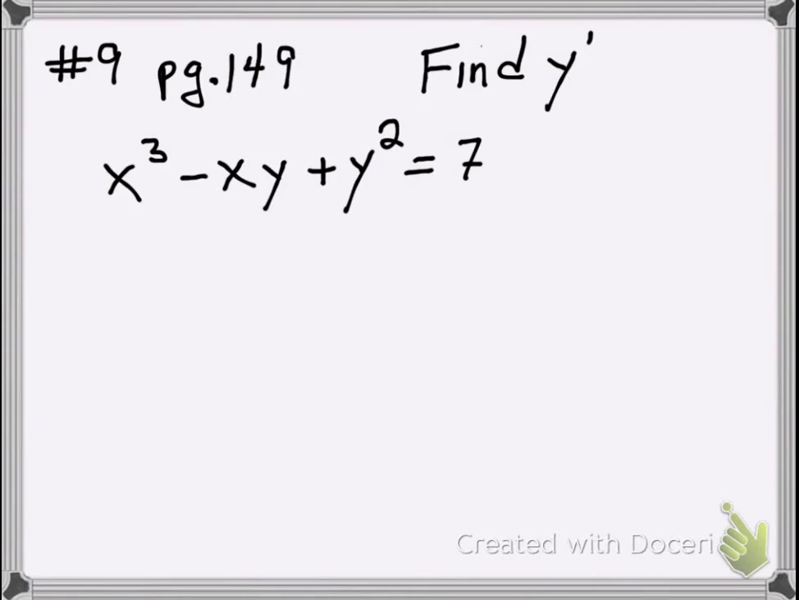So we'll start with the first term, x cubed. The derivative of x cubed is 3x squared. Now, the next term is x times y, which is a product, and it's negative xy. What we're going to do is factor the negative sign outside, and then inside parentheses we're going to do the product rule for x times y. So the derivative of x is 1, and we multiply that by y, plus x times the derivative of y, which is y prime.